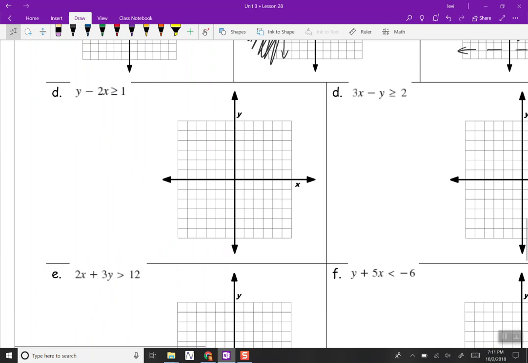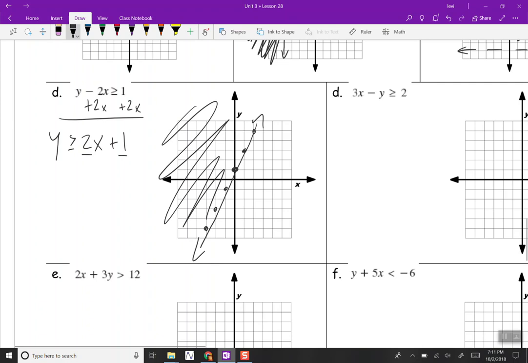D, we'll need to add 2x to both sides. Y is greater than or equal to 2x plus 1. So what's our y-intercept? It is 1, right? Our slope is 2. So we're going to go up 2 over 1, up 2 over 1, down 2 left 1, down 2 left 1. You have the equal sign, so we're a solid line. And we're eating the y, so we're going to shade on top. So there's the top.